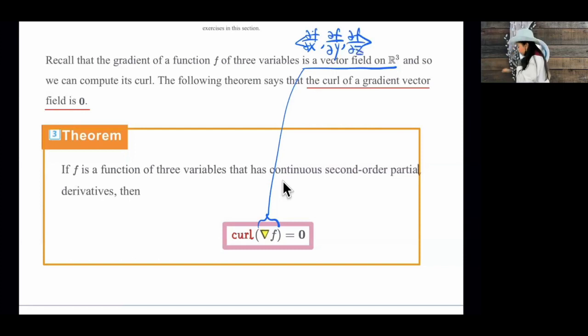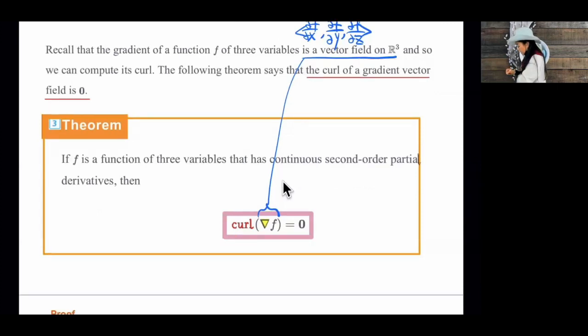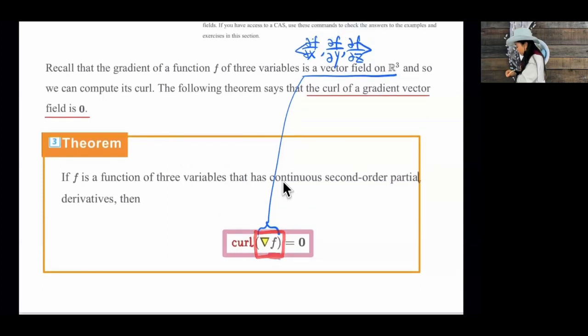So it is a vector field on R3. And when it is a vector field on R3, we can also compute the curl of it. This theorem over here says that if you have the gradient of a function, and this function has continuous second-order partial derivatives, which means that if you take the second-order partial derivatives, they're all continuous, and then you compute the curl of that, the result here turns out to be magically zero. And why is that zero?